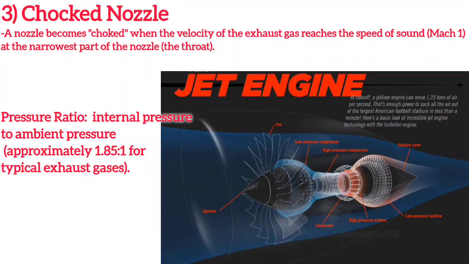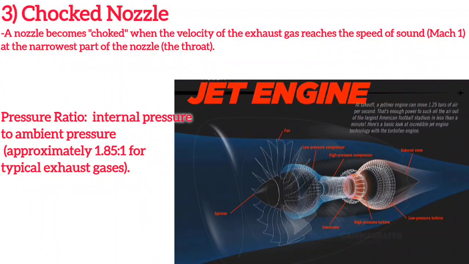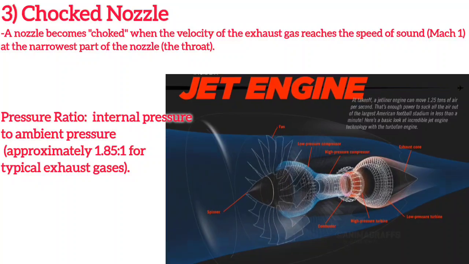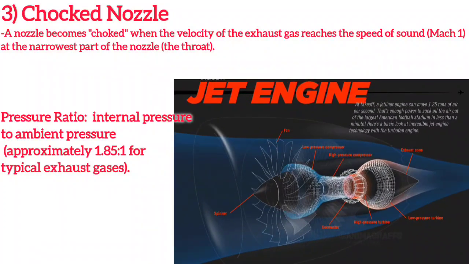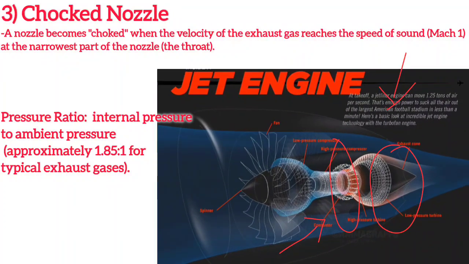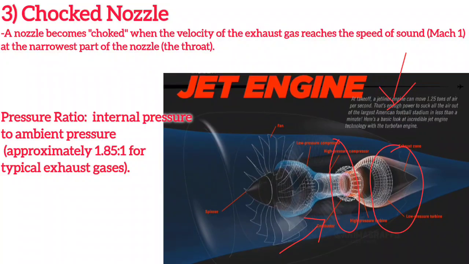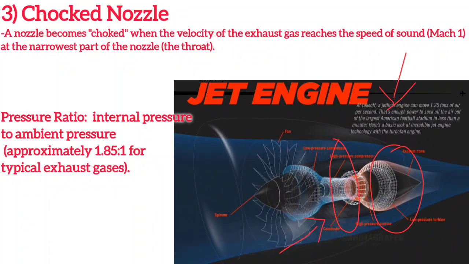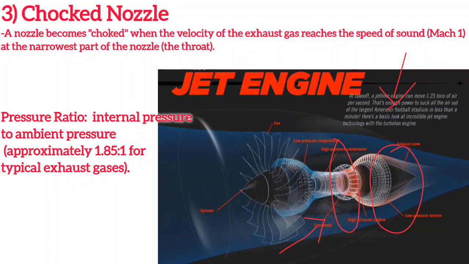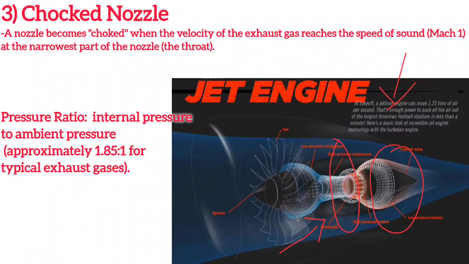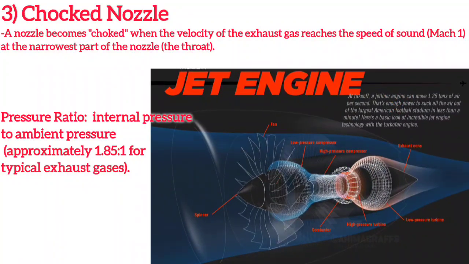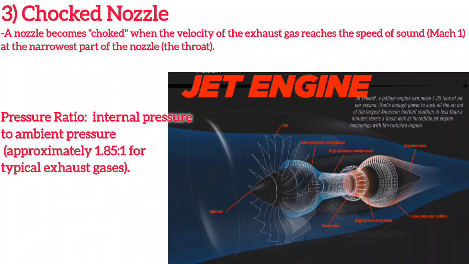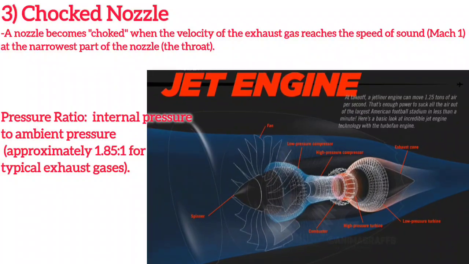Third, choked nozzle. A nozzle becomes choked when the velocity of the exhaust gas reaches the speed of sound, meaning Mach 1, at the narrowest part of the nozzle, meaning the throat or exit. Pressure ratio: choking occurs when the ratio of internal pressure to ambient pressure reaches a critical value, approximately 1.85:1 for typical exhaust gases. Three phases for nozzle state.